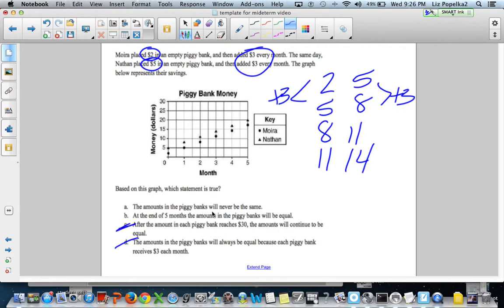At the end of 5 months, the amounts will be equal. Well, no, you can tell just by looking at the graph. He is going to have more than she is. So the amounts in the piggy banks will never be the same. That's it. It's going to be A. His is always going to be just a little bit bigger.